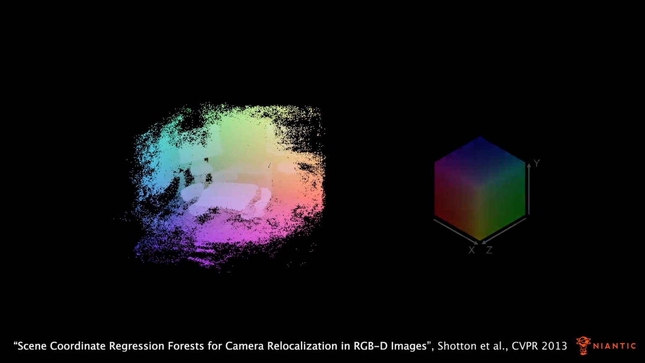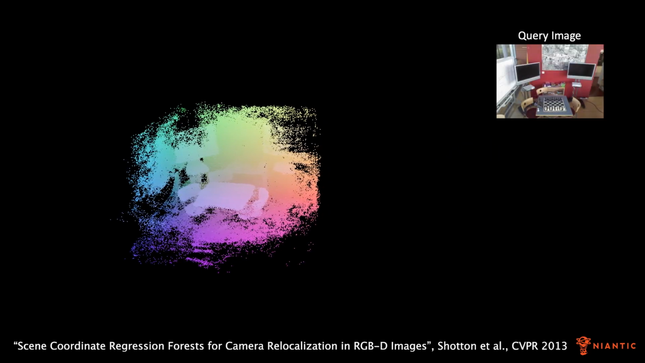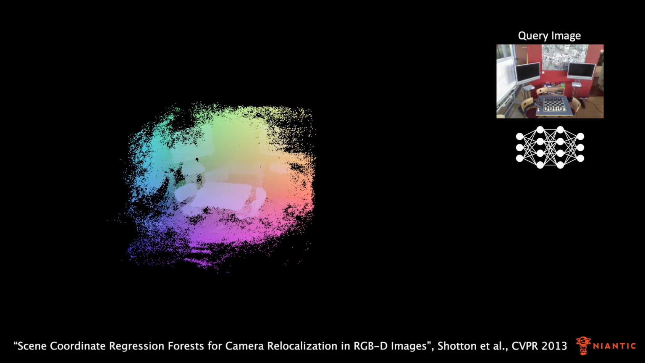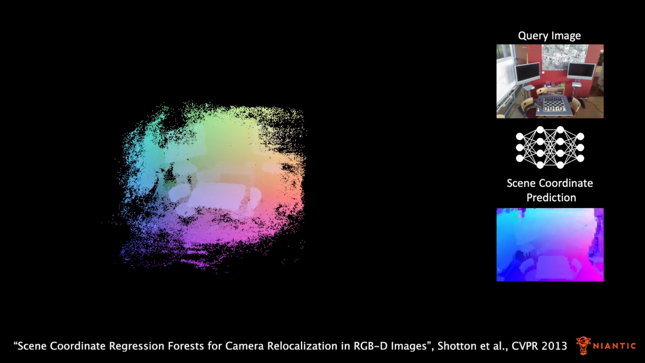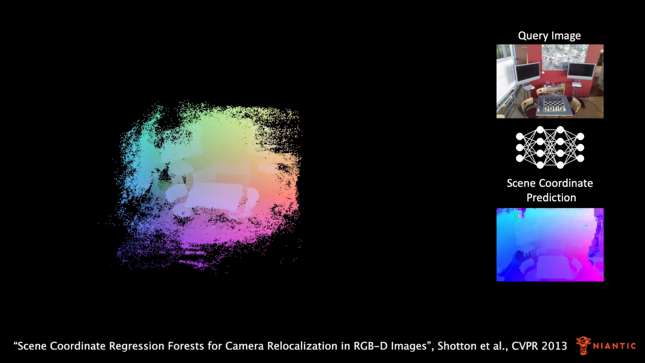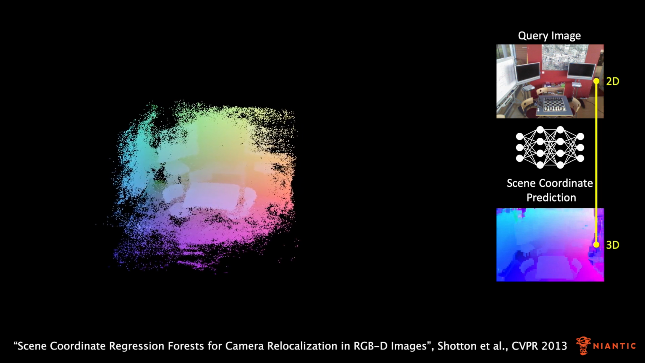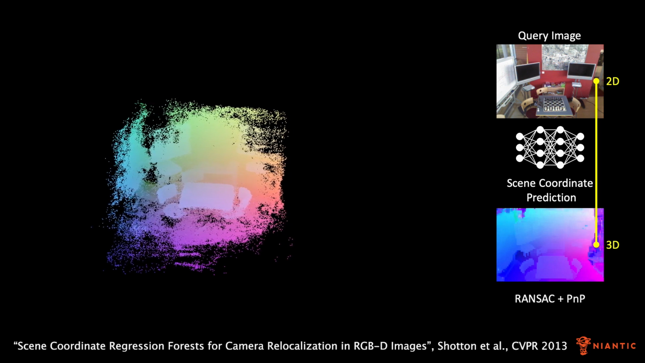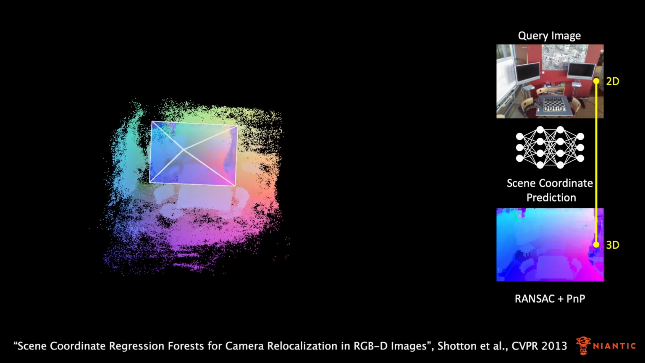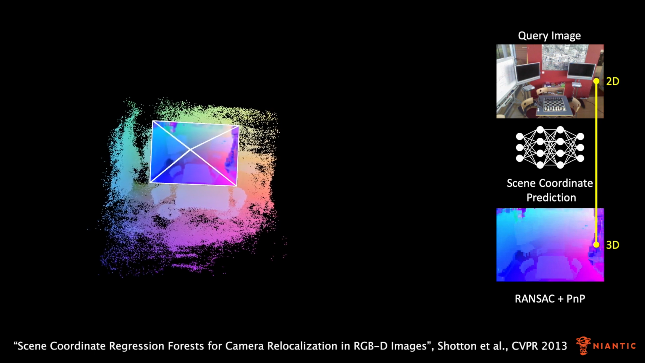Given a query image that we want to relocalize, we utilize a neural network that we trained to predict the scene coordinate of each pixel in the image. The network's prediction induces a dense 2D-3D correspondence field from image to scene. We can use RANSAC and PnP to infer the query pose from those correspondences.